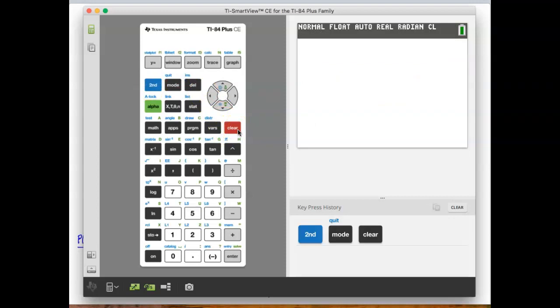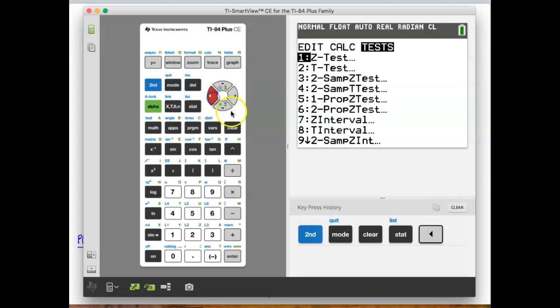Awesome. So we're at our main screen. We're going to go stat. We're going to go to tests. This is a test and not an interval. So generally in these inference questions, I said there's a hierarchy. Number 1, decide, are we talking about means or proportions? In this case, means. Number 2, is it 1 sample or 2 sample? In this case, 2. Number 3, are we doing a confidence interval or a significance test? In this case, a test. Okay, so what option are we going to choose here? 4, 2 samples t-test.